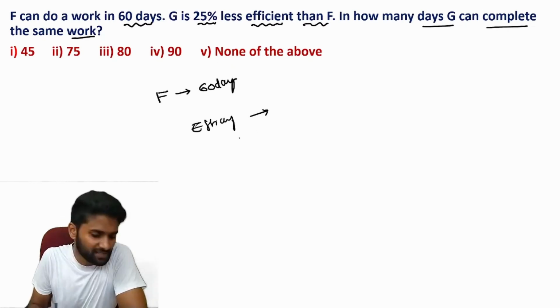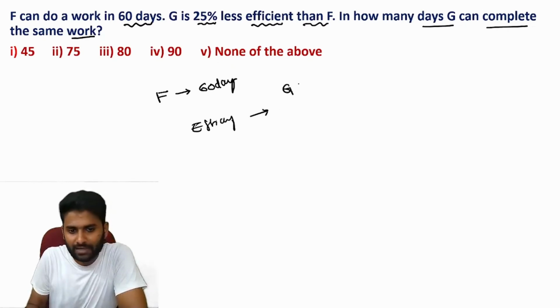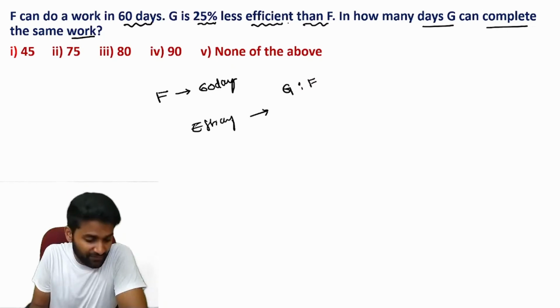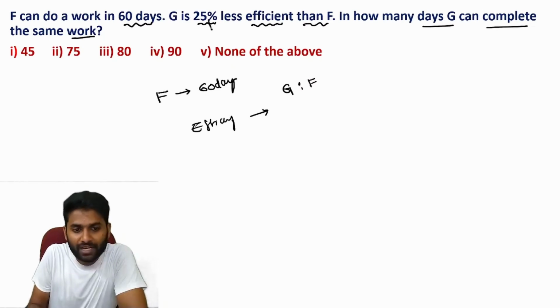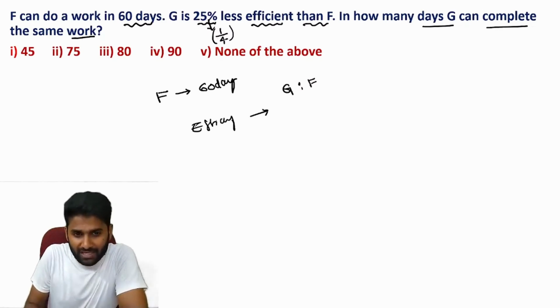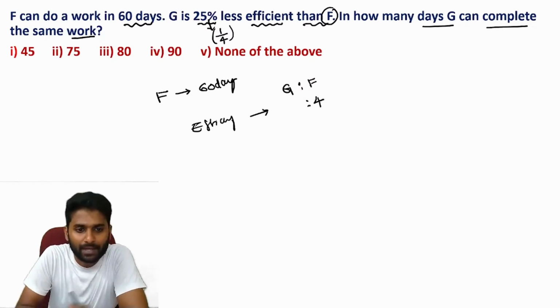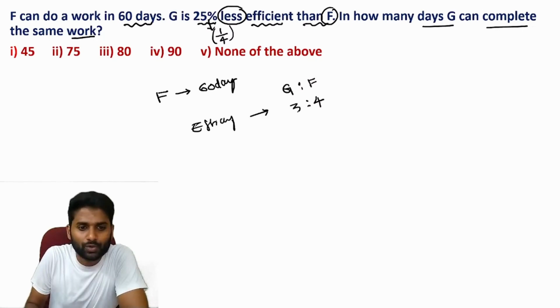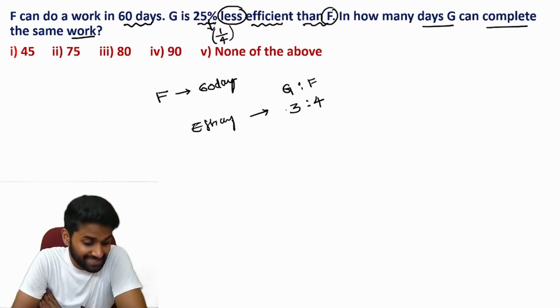Efficiency means per day work. In the given comparison, G is 25% less efficient than F. Now 25% means 25 by 100, which is 1/4 as a fraction. Here the denominator is all about F. Let us assume that F can complete 4 units per day. G is clearly mentioned as 1 unit less, which means G's efficiency is 3 units.